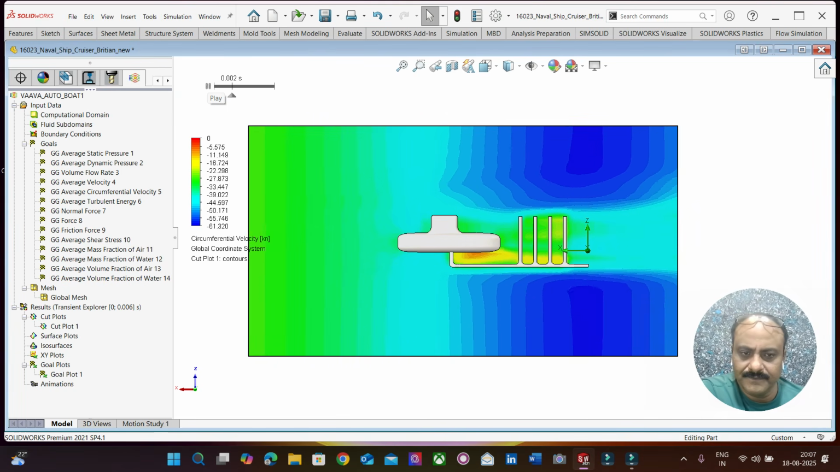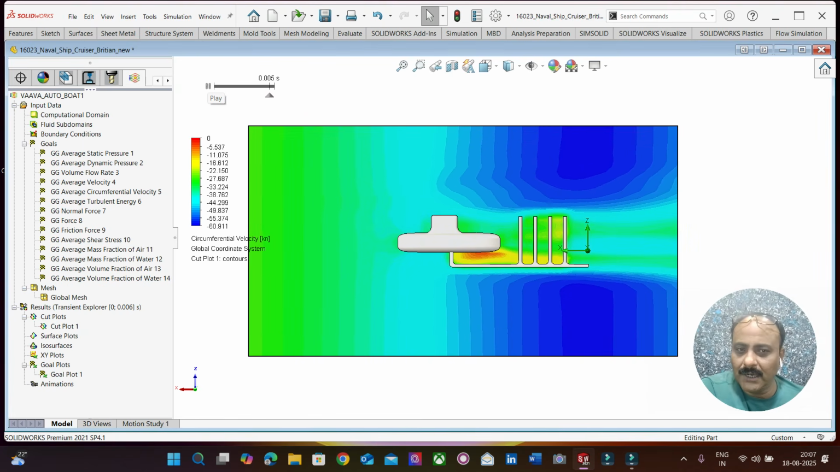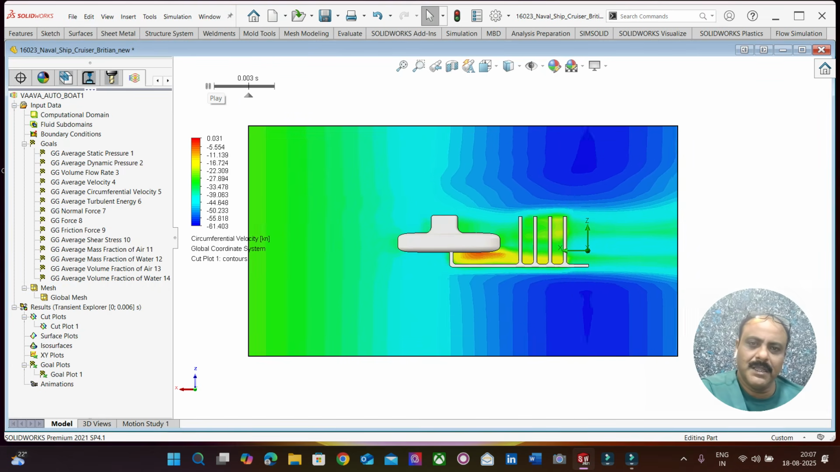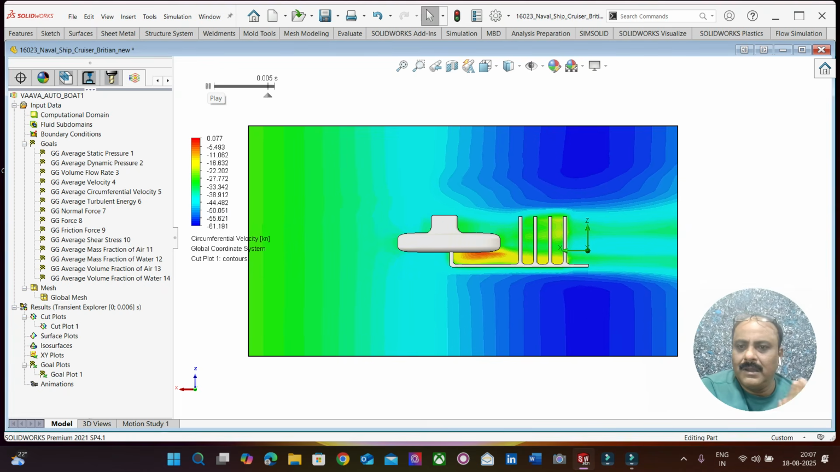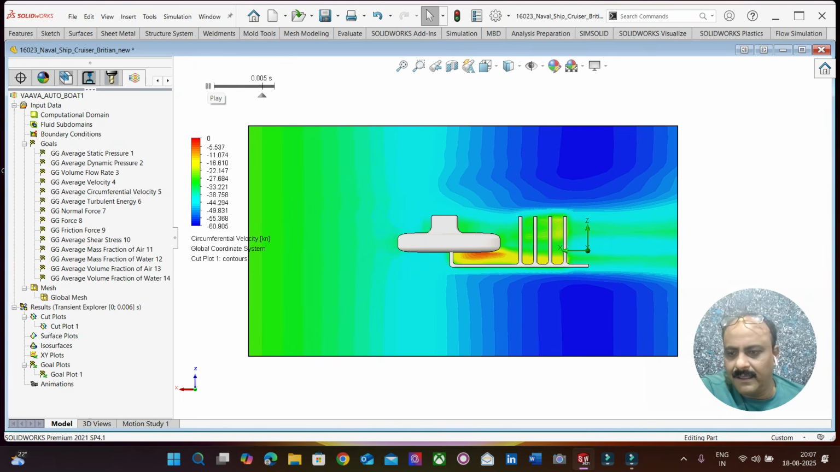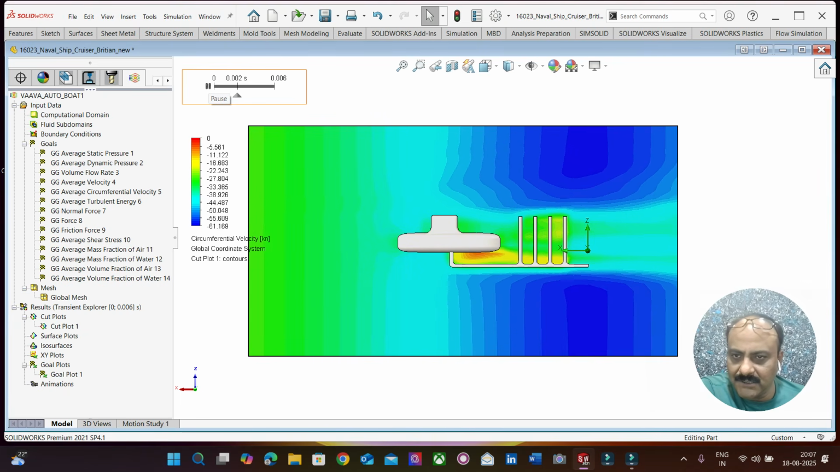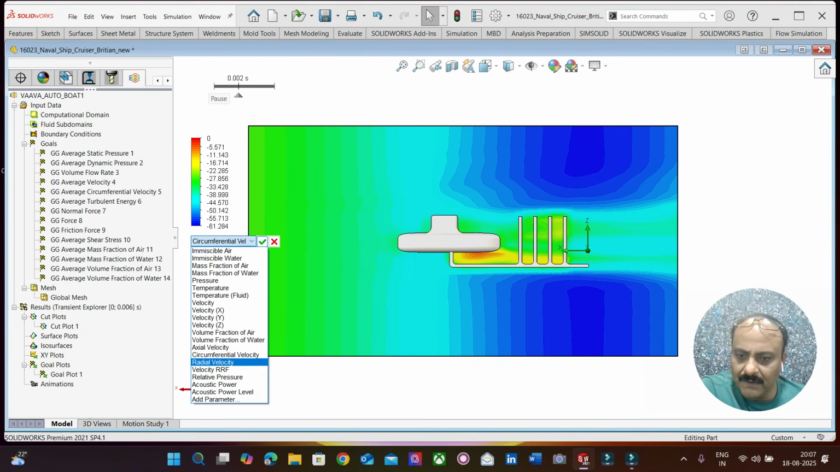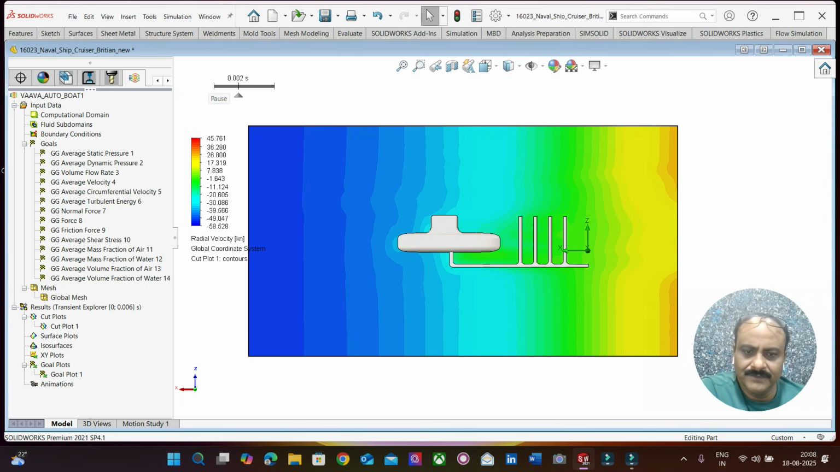So that's the reason hydrodynamics is a very complex, vast system, and it's very difficult to visualize until you have a proper simulation tool and until you know the problem definition properly. Ocean hydrodynamic modeling, or any computational fluid dynamic system, is going to be very, very difficult. Now this is the circumferential velocity, and now let's see what is the radial velocity. So this is going to be the radial velocity.